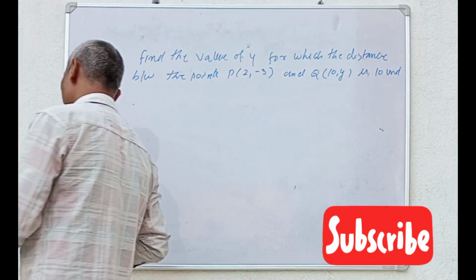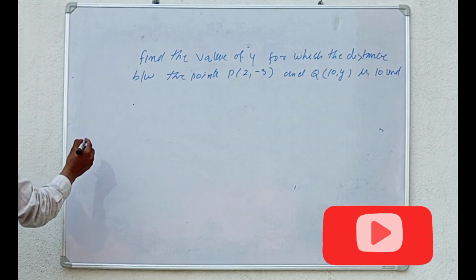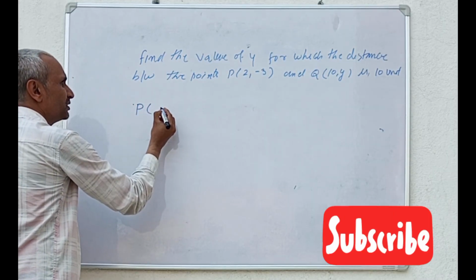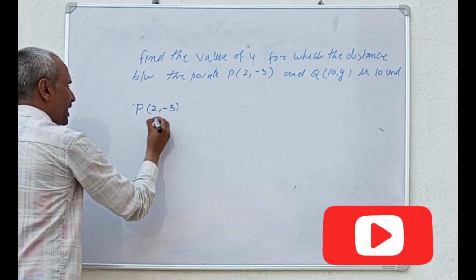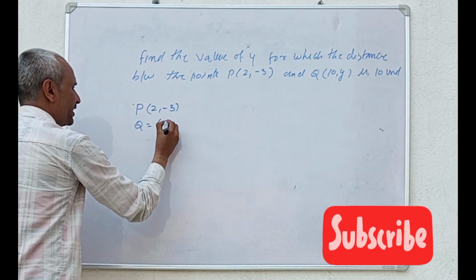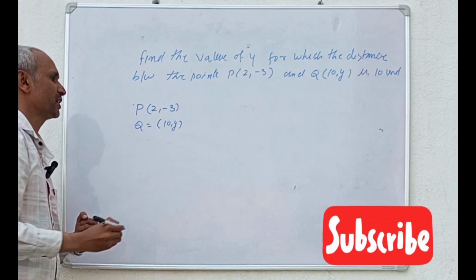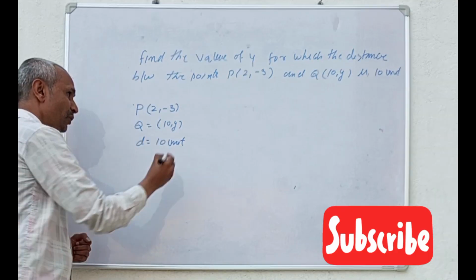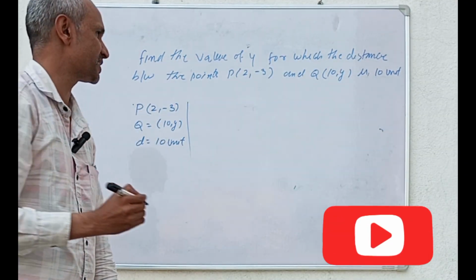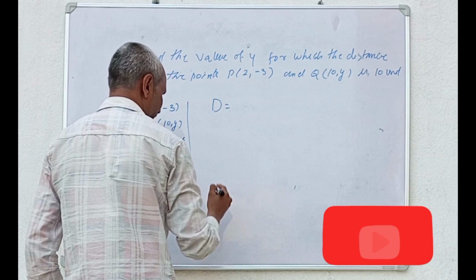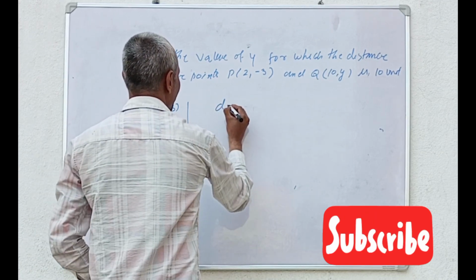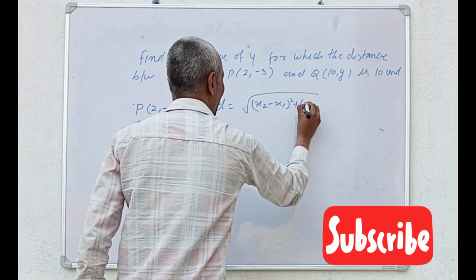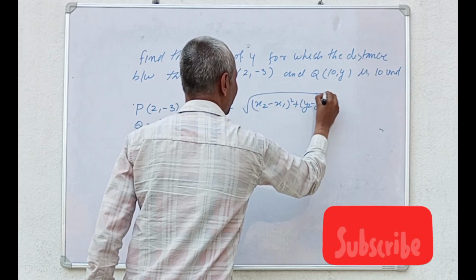Two points are given, P and Q. So we write here to get the answer. P is given as 2 comma minus 3 and Q is given as 10 comma y. We have to find the value of y, and the distance D is given as 10 units. We know the formula to find the distance: D is equal to root of x2 minus x1 whole square plus y2 minus y1 whole square. I hope you know it.